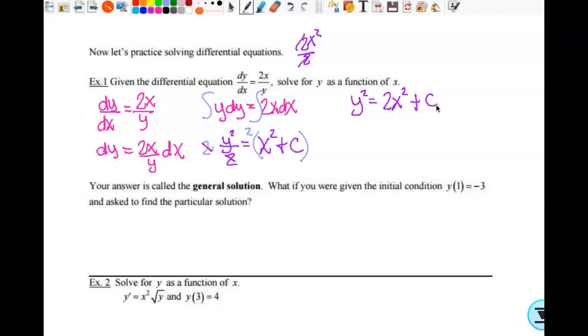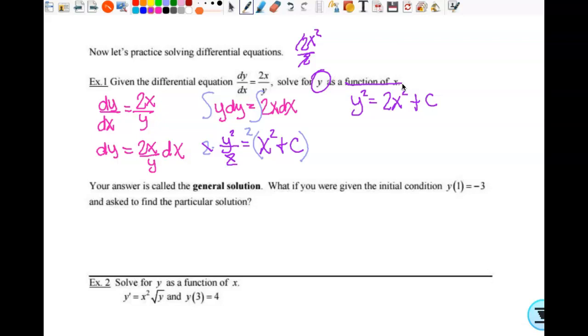Because we are solving for y. I probably should have said that from the beginning. Well, actually I did, because it says solve for y as a function of x. Because c is a constant. We don't know what it is, but some constant times 2 is still a constant. And that's all we care about, that it's a constant. I know that's confusing at first.